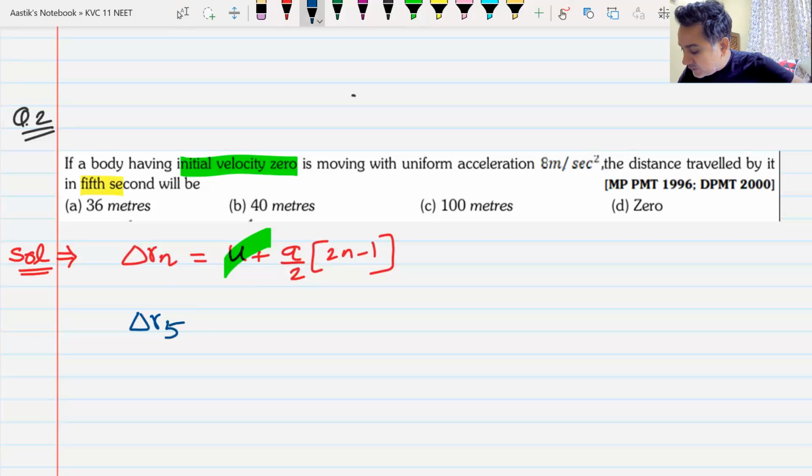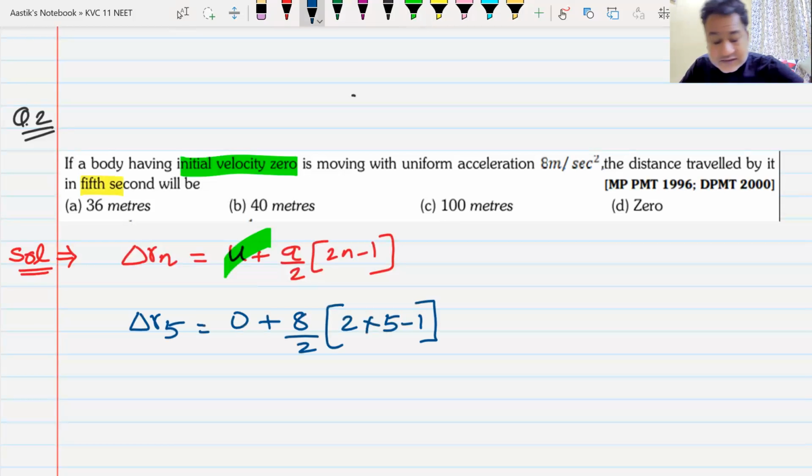Displacement in the fifth second will be equal to 0, initial velocity is 0, plus acceleration is 8, 8 by 2, times (2 into 5 minus 1). 2 into 5 is 10. 10 minus 1 is 9. 9 multiplied by 4. I think the answer is 36 meters. Do we get this? Yes or no? Everyone understand this?